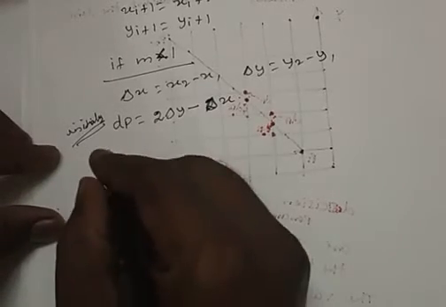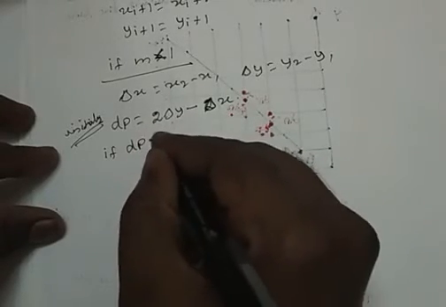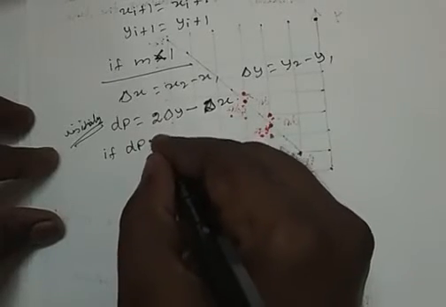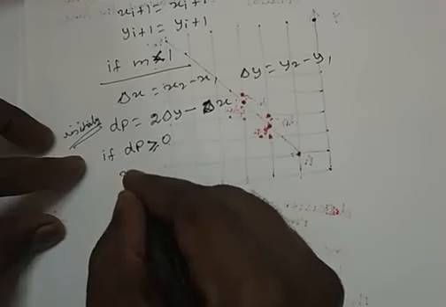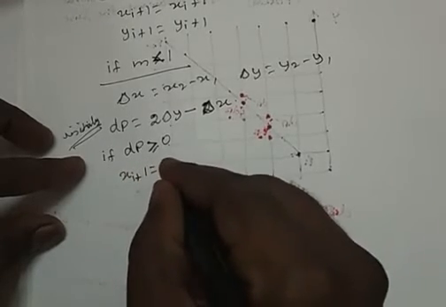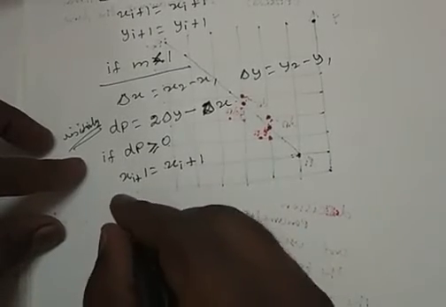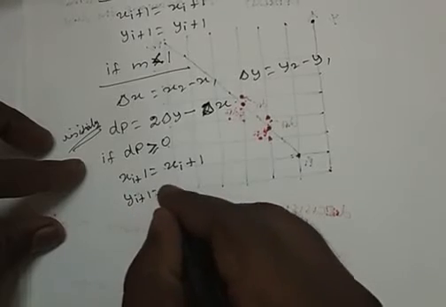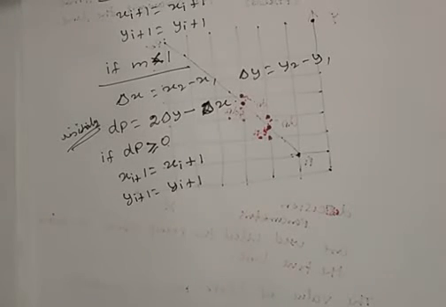For example, if dp is greater than or equal to 0, then what you have to do? You have to increment the value of xi plus 1 in unit terms. And similarly, yi plus 1 also should be incremented in unit terms. That means both the values of x and y have to be incremented in unit terms.